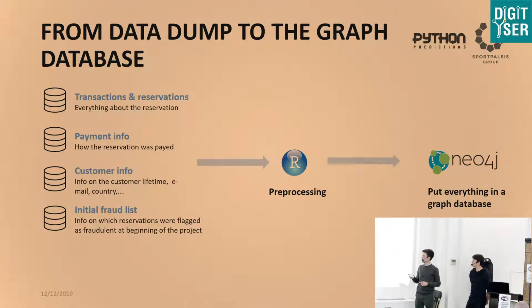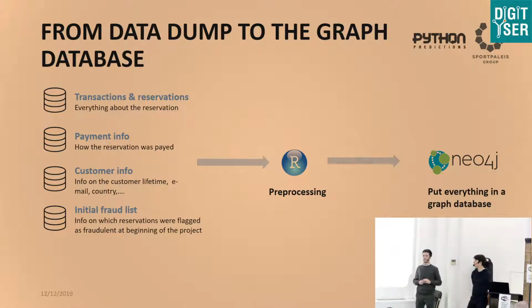And 4 is a very important one. It's, let's say, the initial fraud list. It's a list that Sportpaleis had based on the manual work they have done to already select a set of customers that were manually detected as fraudulent customers. So it's an important source that will come back in the next slides.